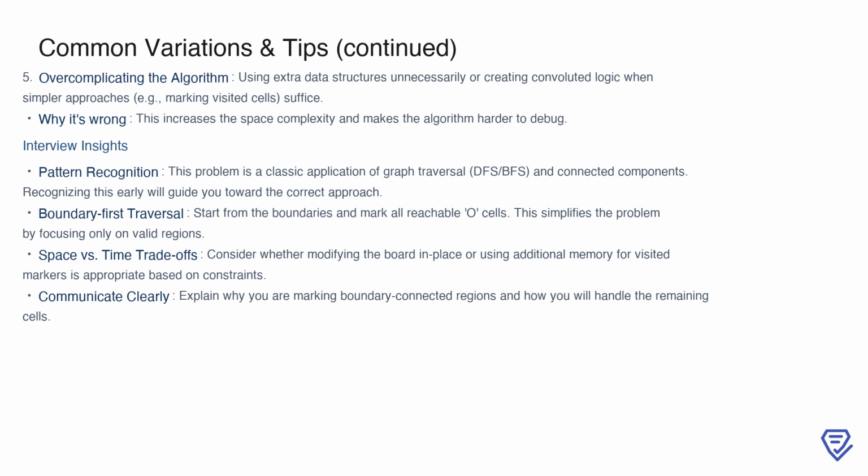Overcomplicating the algorithm is another mistake to avoid. Sometimes, candidates introduce unnecessary data structures or overly complex logic, even when simpler approaches like marking visited cells are sufficient. This not only increases space complexity but also makes the code harder to debug.